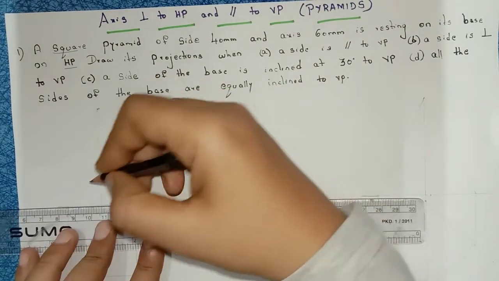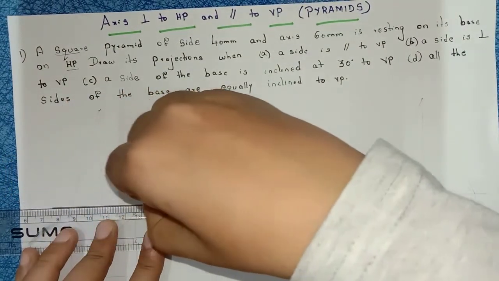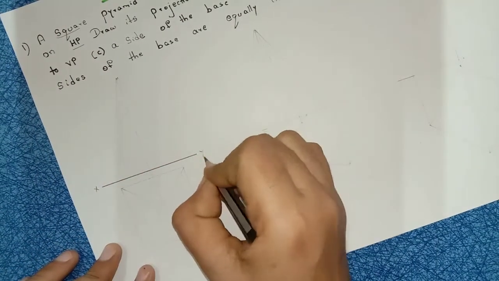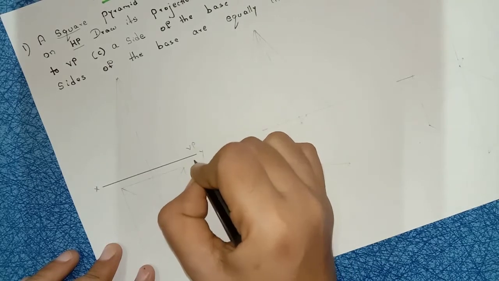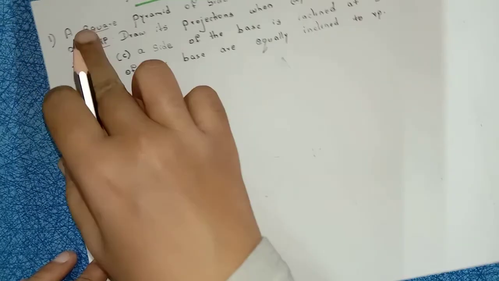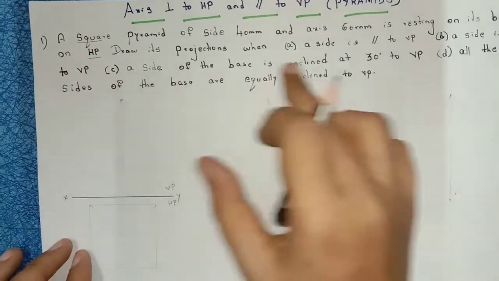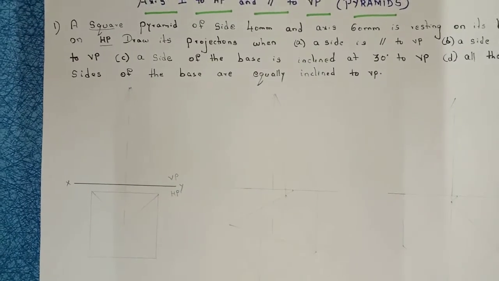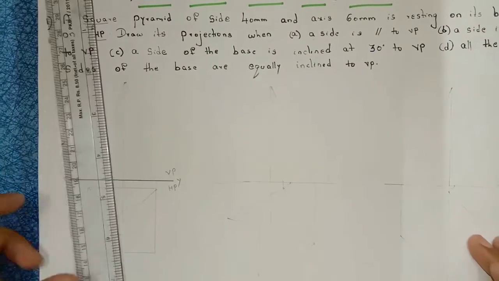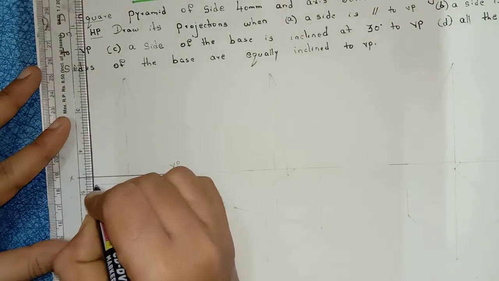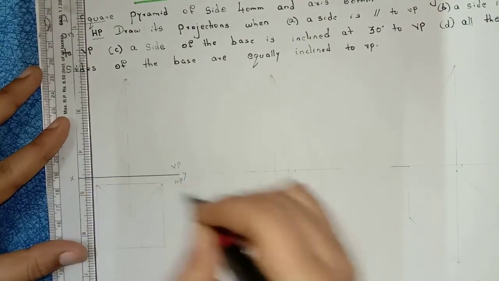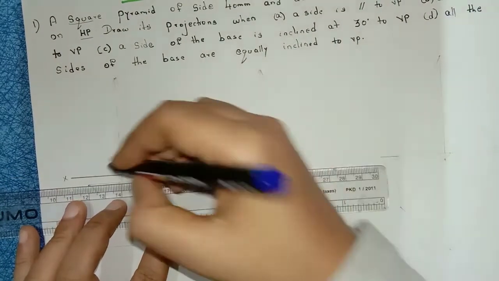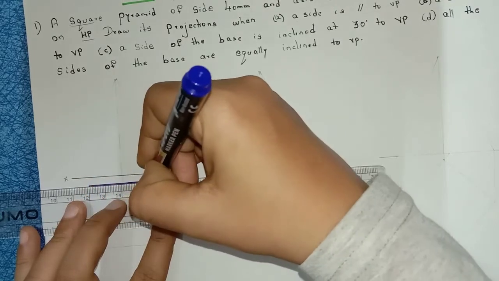Draw the reference line of any length. Name it as X, Y, vertical plane, horizontal plane. You have to construct the square on HP. A bit is a side parallel to VP. So I am leaving a 5 mm gap, and I am marking the point here. Now through this point I am constructing the square of length 40 mm. I am starting like this.